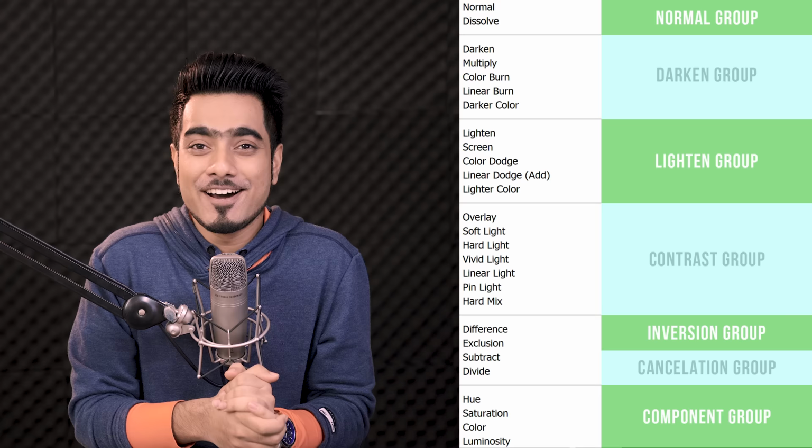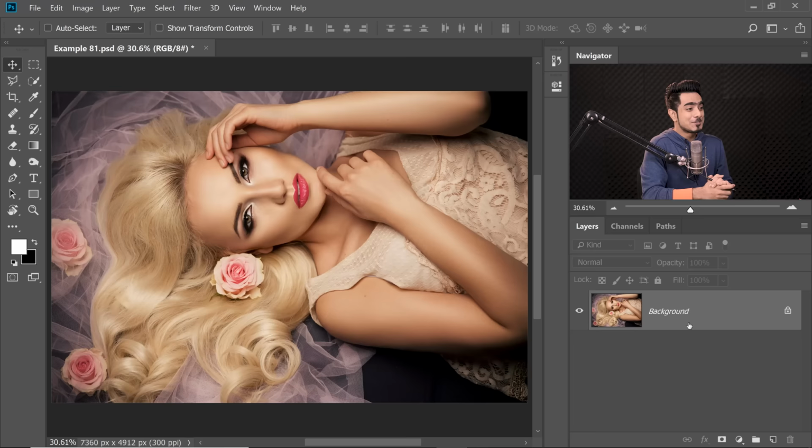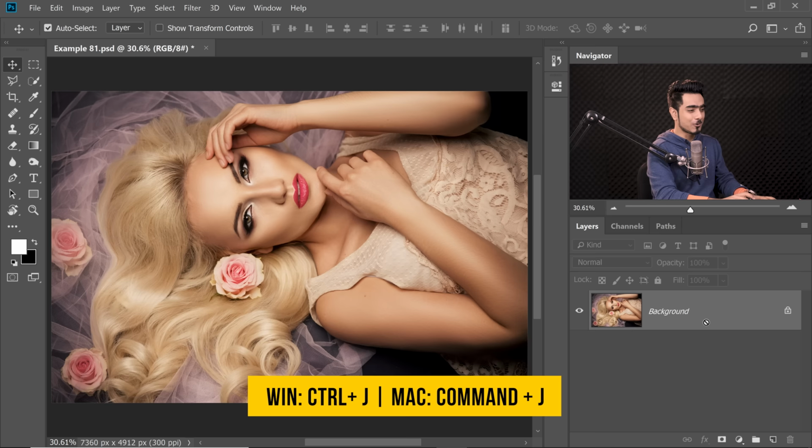Let's contrast. Hard light is a blend mode which you can call overlay the faded, because it's simply a version of overlay with faded contrast. So here we are in Photoshop, and let's create an interesting effect. With the background layer selected, press Ctrl or Command J.